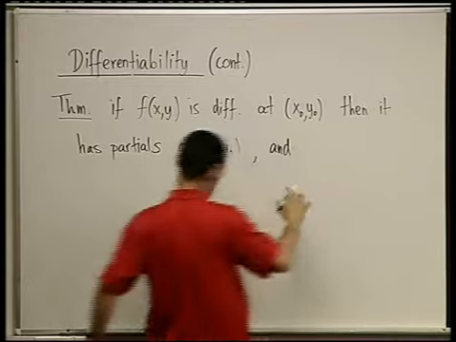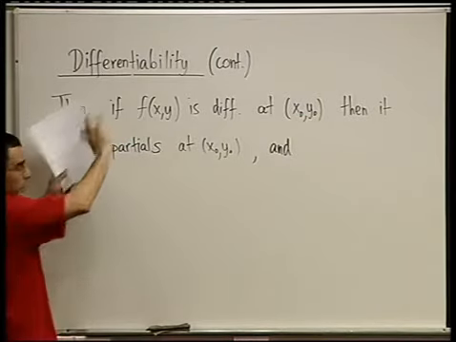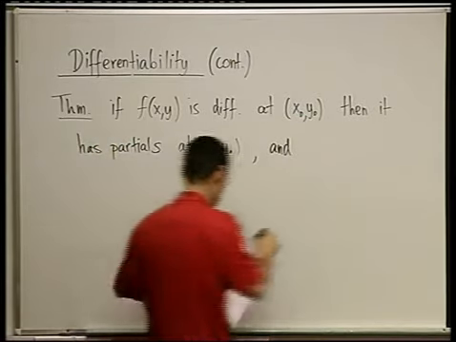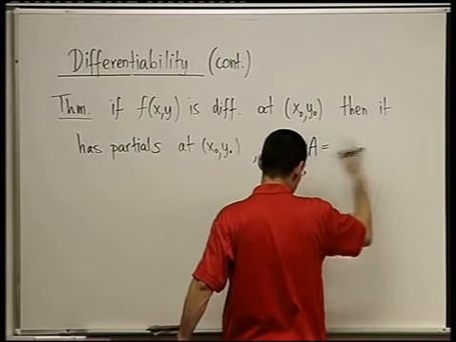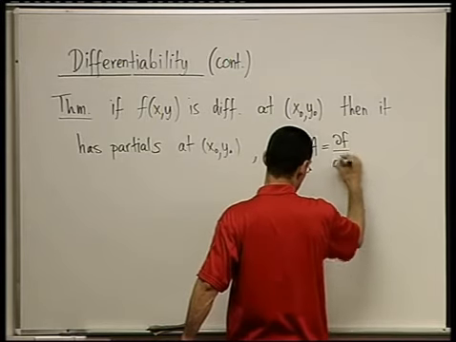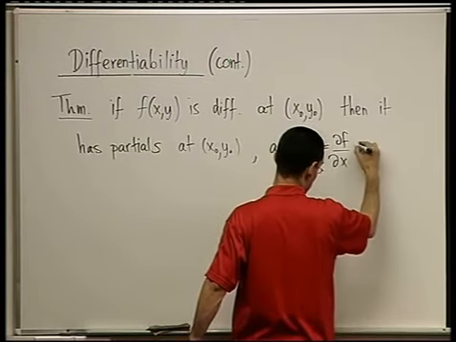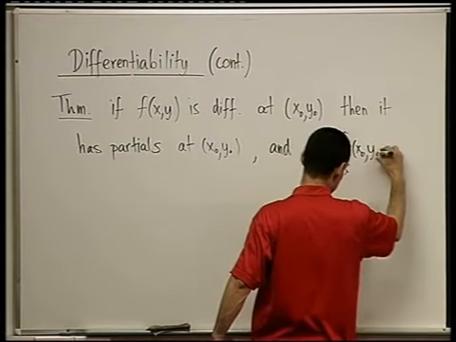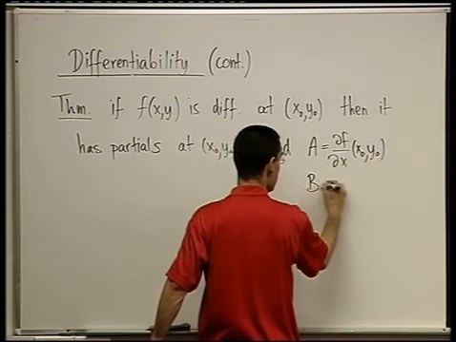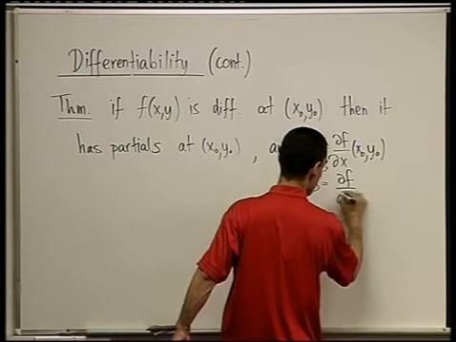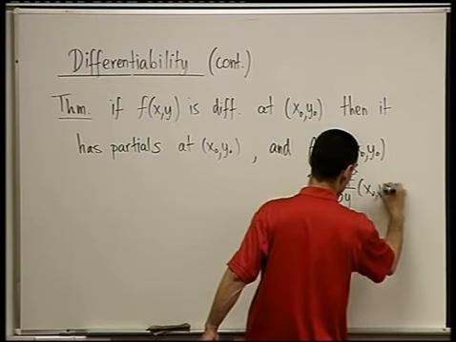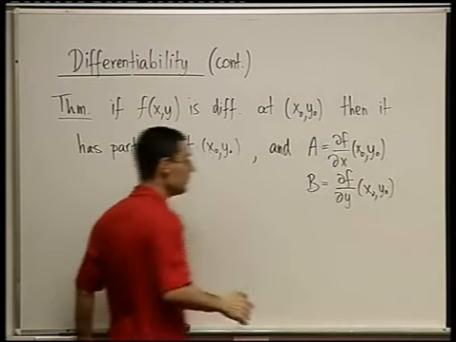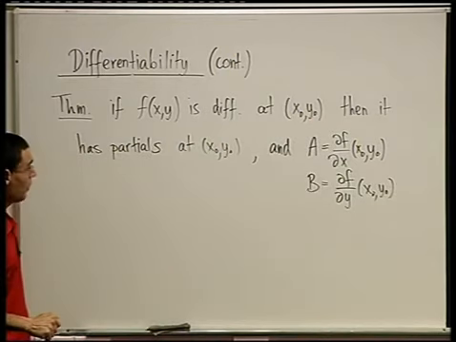and they're not just any mysterious things that exist, but they're precisely A in the definition is the partial derivative with respect to x, and B in that definition is the partial derivative with respect to y. Okay, so I want to prove this.